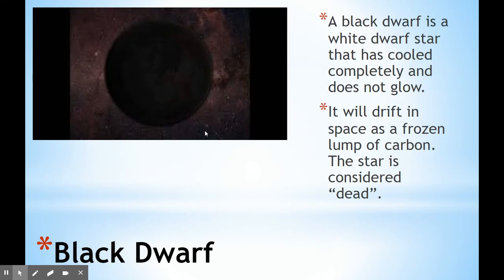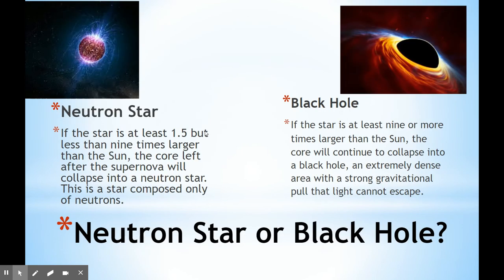Again, the ultimate end of any medium-sized star like ours is a black dwarf. When the white dwarf star has cooled and completely burned all of its fuel and stops nuclear fusion, it will drift through space as a frozen lump of carbon. This star is considered dead.